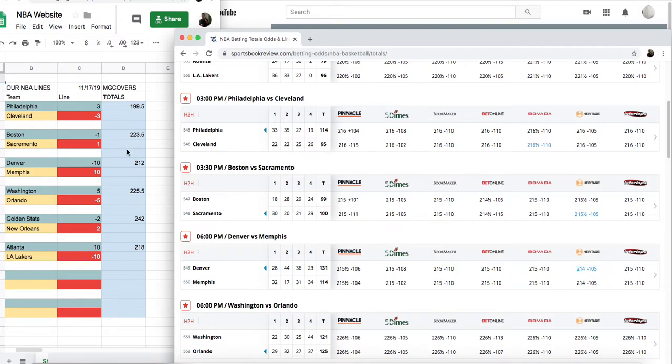Again, next game here, we had Boston, Sacramento, 223. The line was 215, so that's still pretty tight. Now, any line under 10 is going to be fairly tight. You would probably want closer to 10 as opposed to the 8-point differential that you see here. So that would probably have been a no play. Denver, Memphis, we had it at 212, and you can see our line is really close to the actual line that was 215.